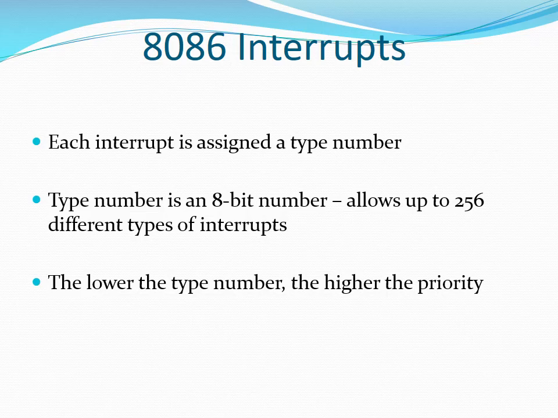The different interrupts in the 8086 are assigned different numbers called type numbers. A type number is an 8-bit number and therefore allows the 8086 to support up to 256 different types of interrupts.